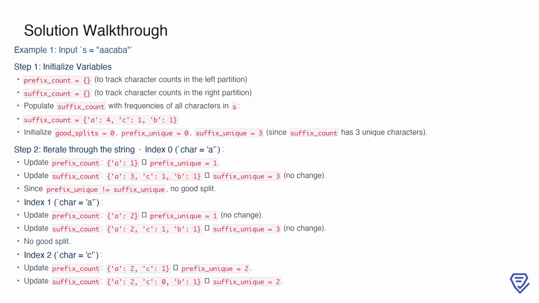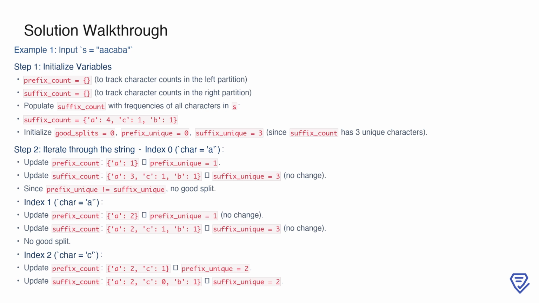To solve this problem, we start by initializing some variables. We use prefix_count to keep track of the character frequencies in the left partition of the string and suffix_count for the right partition. Initially, suffix_count is populated with the frequencies of all characters in the input string, which in this case results in a:4, c:1, b:1. We also initialize good_splits to 0, which will count the number of valid splits where the number of unique characters in both partitions is equal. Additionally, we calculate prefix_unique as 0, since the left partition starts empty, and suffix_unique is 3, because there are 3 unique characters in suffix_count.